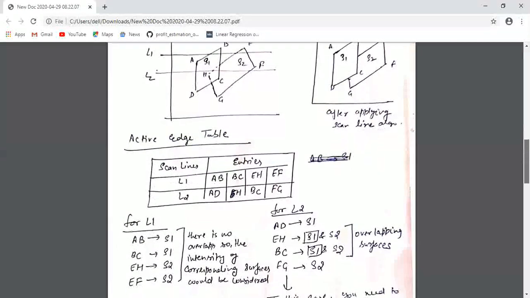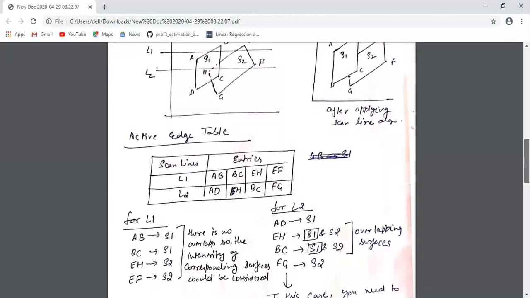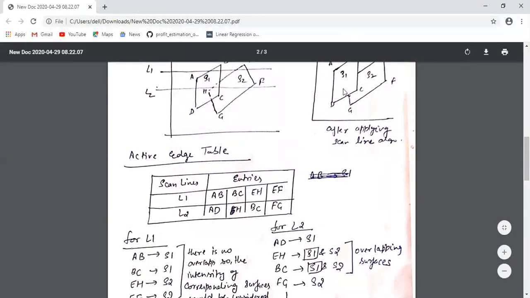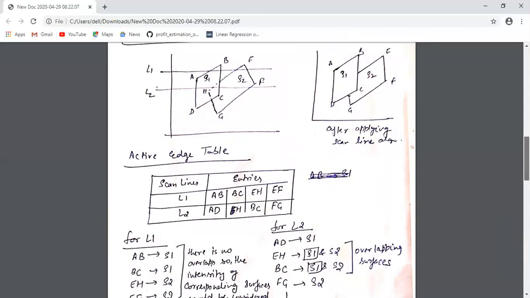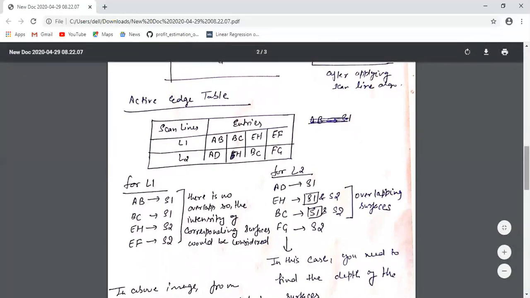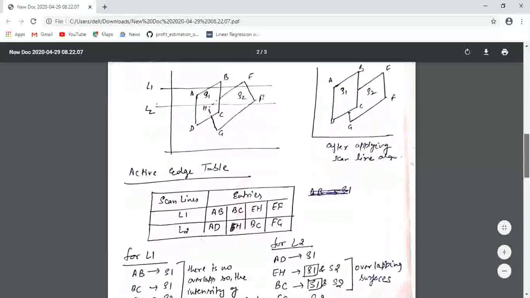Now, how do we find out that in this particular overlapping area, surface S1 should be rendered? For that we have to calculate the Z value. So for L1, there are 4 active edges. We will check for the surfaces of these polygons. So look into this picture.